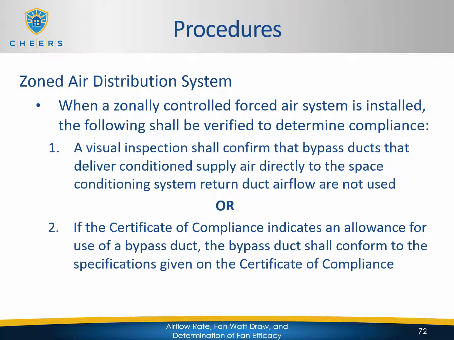When a zonally controlled forced air system is installed, the following shall be verified to determine compliance. And we're talking about visually verified. You have to visually verify that either one of these items is present. So 1, a visual inspection shall confirm that bypass ducts that deliver conditioned supply air directly to the space conditioning system return duct airflow are not used, or if the certificate of compliance indicates an allowance for use of a bypass duct, the bypass duct shall conform to the specifications given on the certificate of compliance, and that is the CF1R. So basically, the CF1R will tell you if bypass ducts should be used in the system or not.